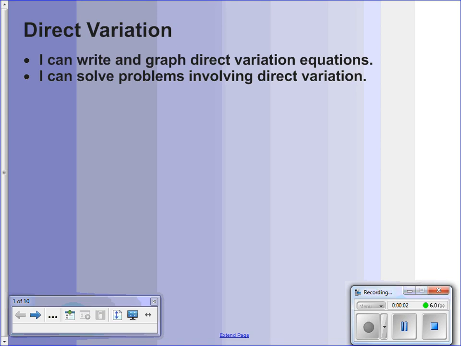This lesson is on direct variation. At the end of the lesson, you can write and graph direct variation equations, and you can solve problems involving direct variation.